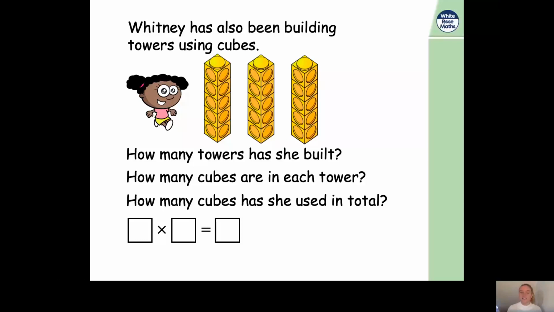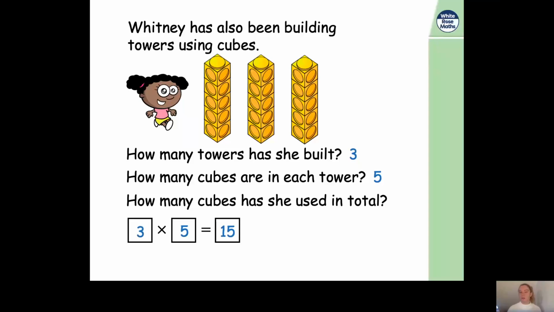Okay, let's see how you got on. How many towers has she built? Yes, that's right. She's built 3 towers. And how many cubes are in each tower? Yes, that's right. There are 5 in each tower. So how many cubes has she used in total? Well, she has 3 towers and they have 5 in each. So 3 multiplied by 5 equals 15.